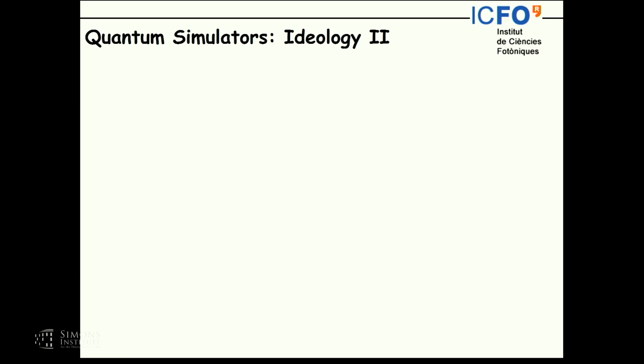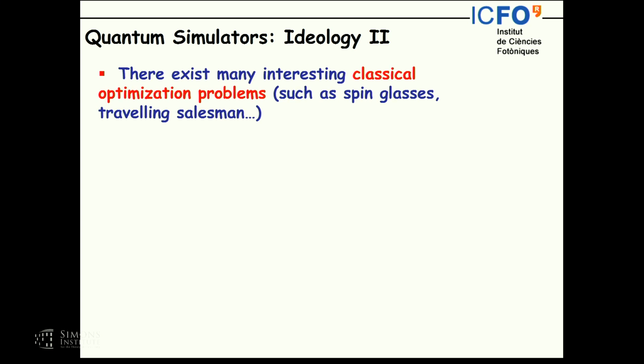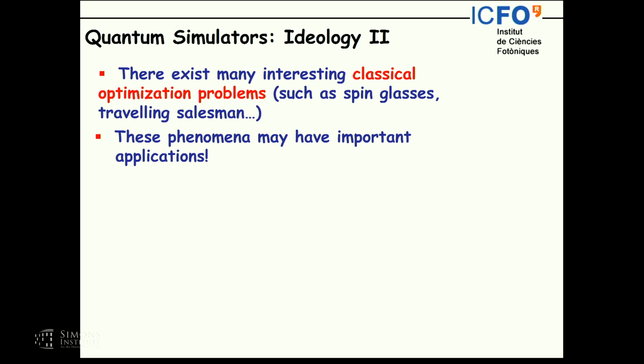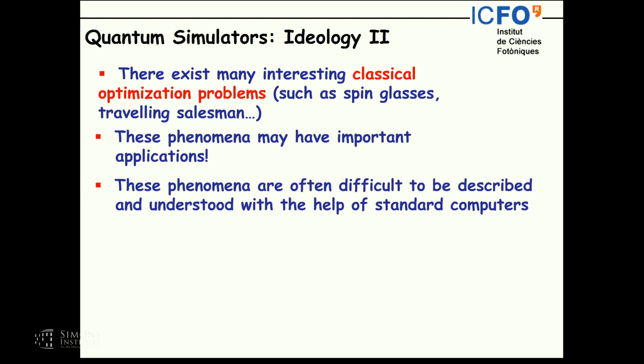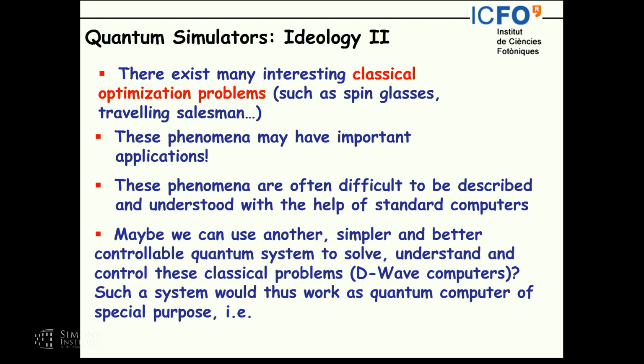So let me tell you another version of this ideology of quantum simulators, which is essentially the same, but now there exist many interesting classical optimization problems, such as, for instance, spin glasses, traveling salesman, and whatever. And again, they have many important applications, obviously, because many of them are actually NP complete. But they are very often very difficult to describe and understand with standard computers. So why not use another simpler and better controllable quantum system to solve or to get information about the solution of these problems?